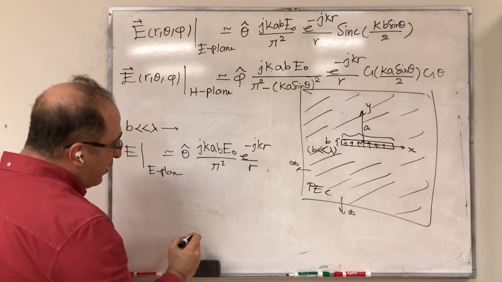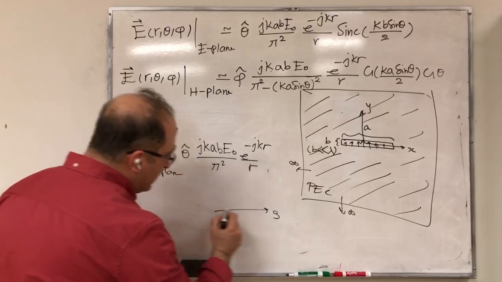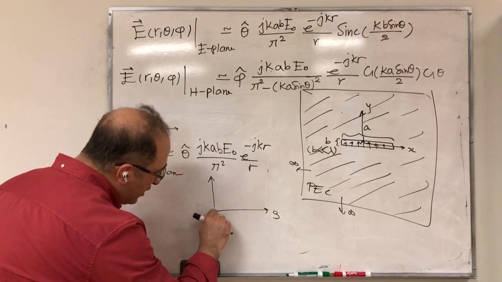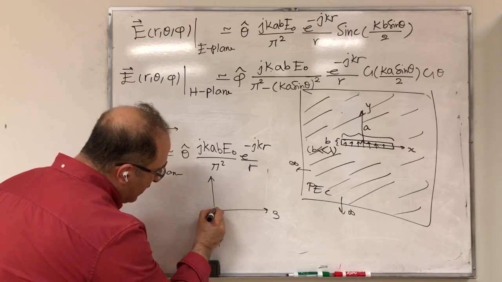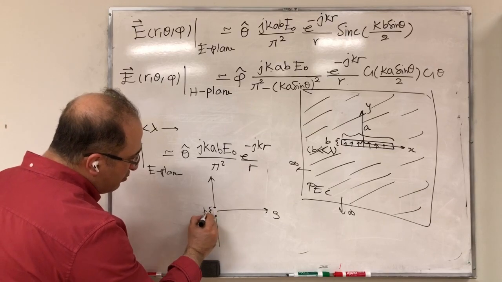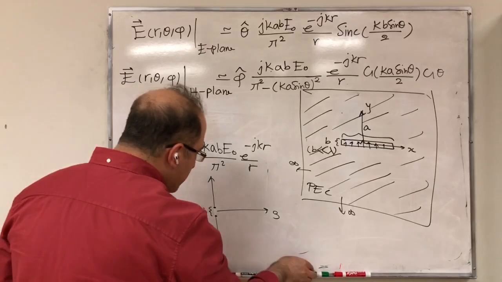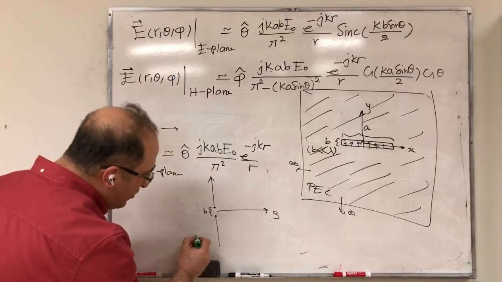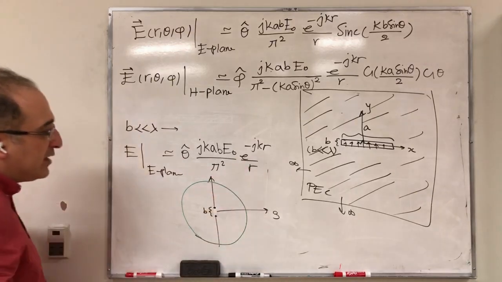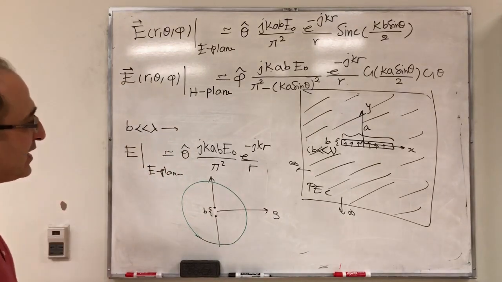So if I plot the YZ plane, if this is my Z and this is my Y, this is essentially the dimension of the slot. You see, this is just this small b that I have. Now, if you look at the radiation pattern, it is essentially omnidirectional. Look at this, because it doesn't depend on the angle. So essentially, it radiates everywhere exactly the same.